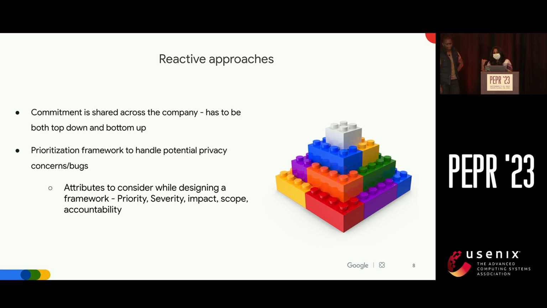So after we secure the commitment, we need a framework to prioritize these different concerns that we're receiving. Some of the attributes to consider when designing a framework would be: how can we assign the priority or the severity of the privacy issue, would it be based on scope, would it be based on impact, the likelihood of abuse, and who would ideally be accountable and responsible for the fix, who would perform a variant analysis, and how should we treat these bugs, or should we treat them as incidents, and so on.